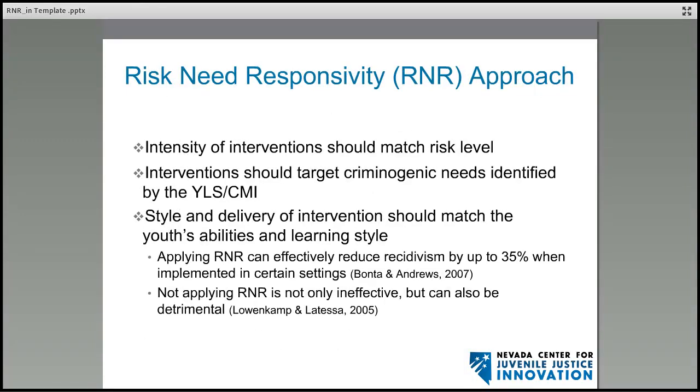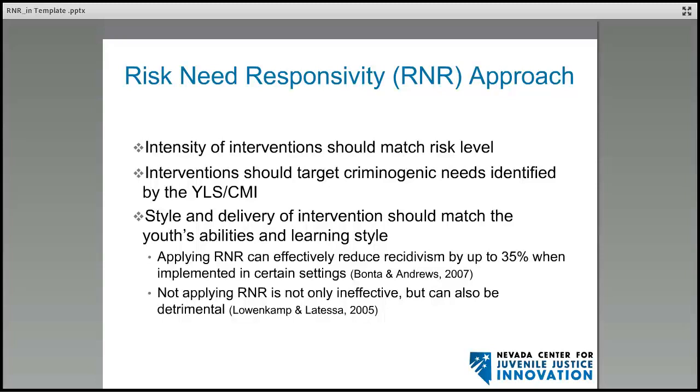In summary, the risk-need responsivity framework states that the intensity of the interventions we use should be matched to the youth's level of risk to reoffend, that interventions should target criminogenic needs identified by the YLS, and that the style and delivery of interventions should match the youth's ability and learning styles.